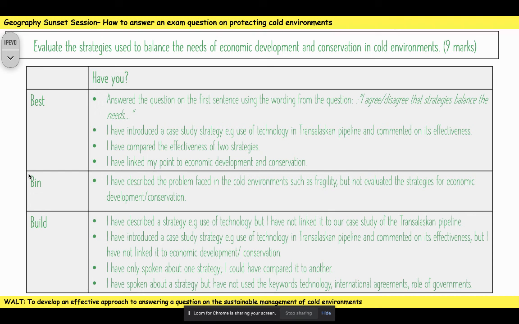Don't forget the bin. That's just going to be if you give it a very general description of the problems faced in cold environments, such as they're very fragile, but not evaluated the strategies for economic development and conservation.